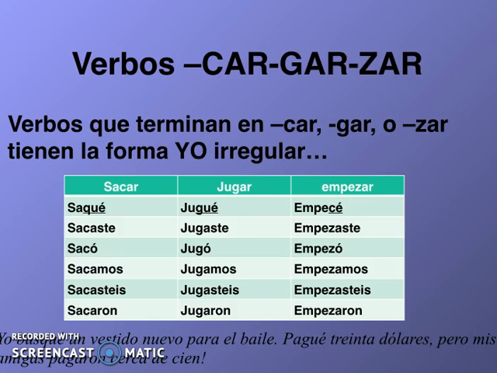So, an example on the bottom: yo busqué un vestido nuevo para el baile. I looked for a new dress for the dance. Pagué $30, pero mis amigos pagaron cerca de 100. So I paid $30. So notice those yo forms are irregular.